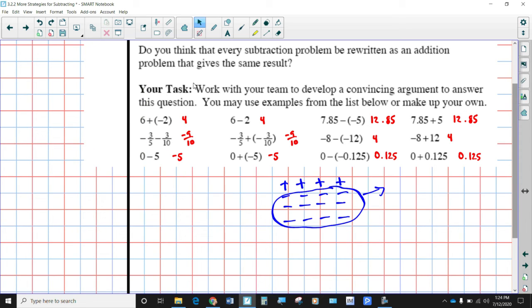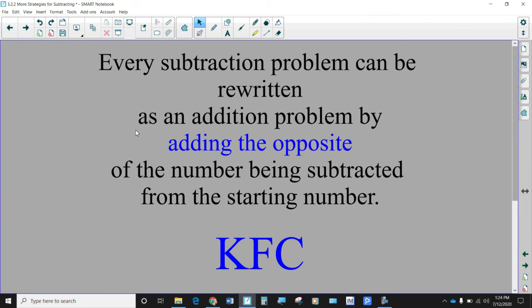So this process, do you think that every subtraction problem could be rewritten as an addition problem that gives you the same result? And the answer is yes. And I would like for you to copy this down. Every subtraction problem can be rewritten as an addition problem by adding the opposite of the number being subtracted from the starting number. That's what KFC is all about.